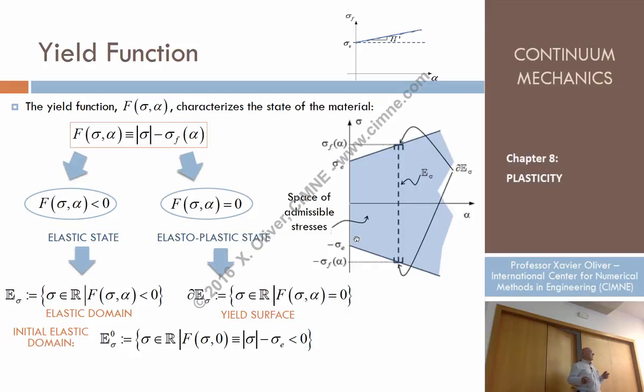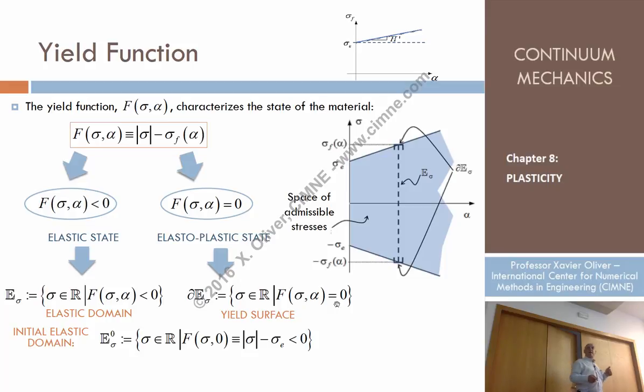That's an important concept because it will be extended for three-dimensional cases. We have the elastic domain, so the points that are interior to this, defined by this inequality, the yield function, and the boundary of that is what is called the yield surface. In 1D, the yield surface is just made by 2 points, the boundaries of this interval, right? And at those points, the yield function is strictly equal to 0.